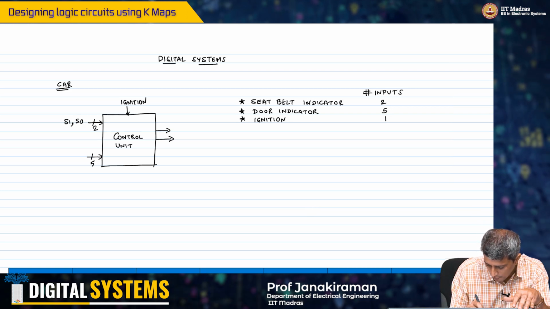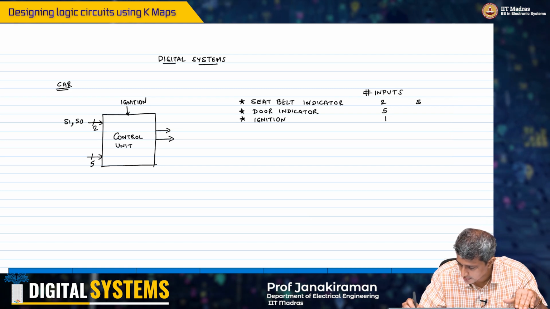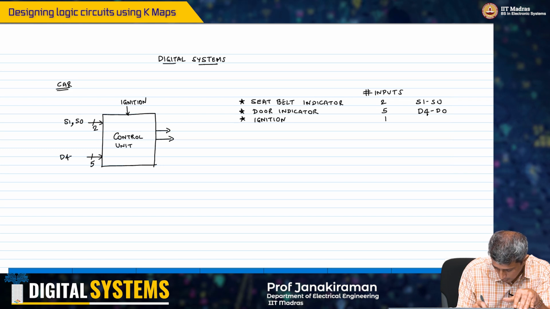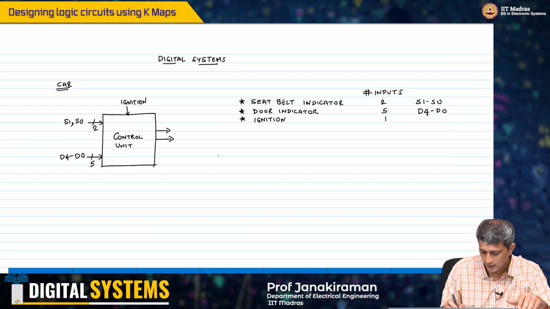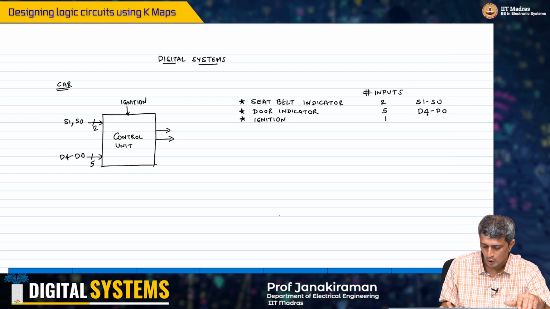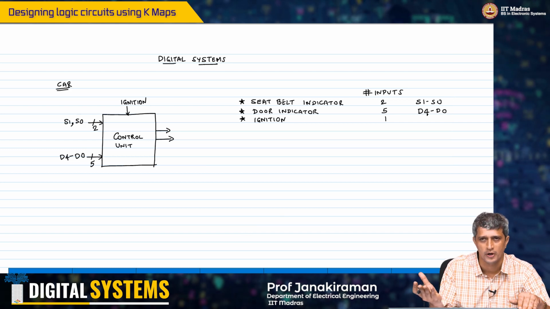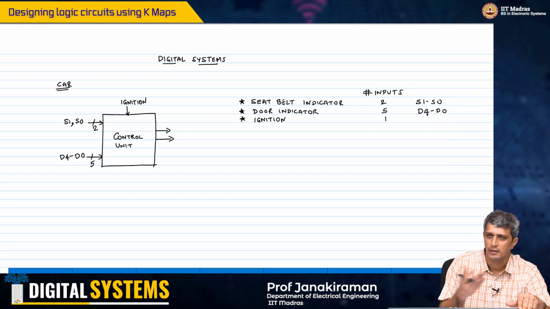And I'm going to have 5 inputs here, which I'll call D4 to D0. D0, okay, and I'm going to have 2 outputs. D0, I'm just assigning it to the driver's seat, the door near the driver's seat. Then D1 is on the front, the back 2 and the boot. D4 is for the boot.